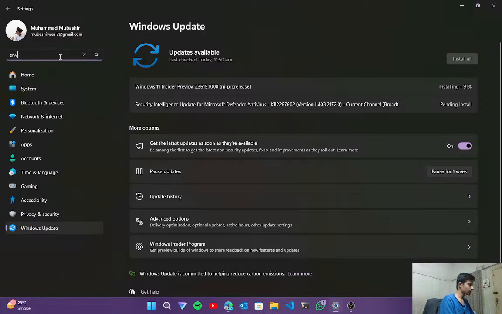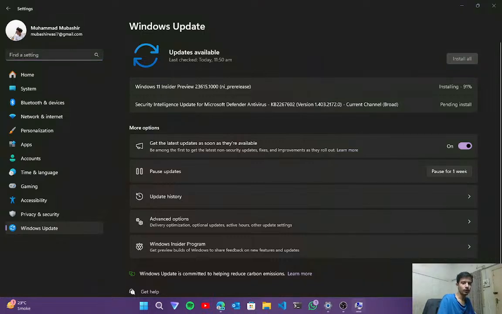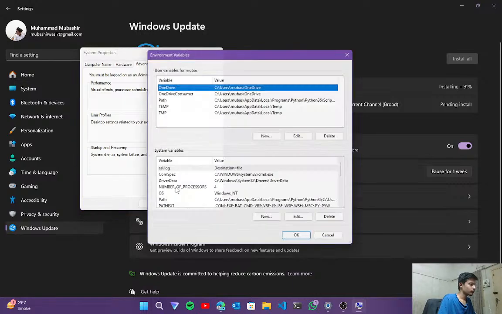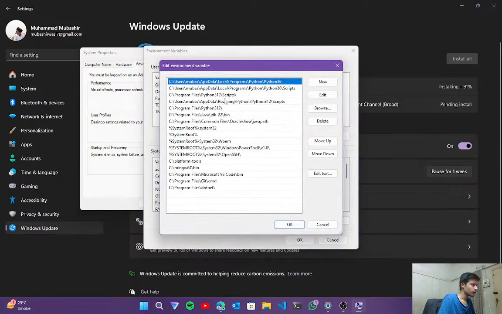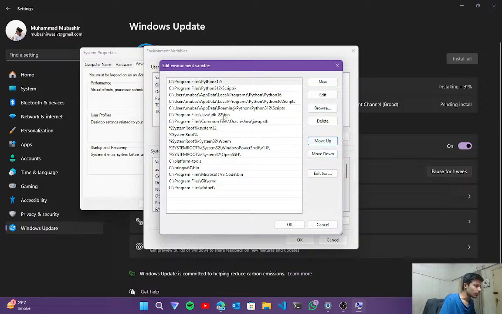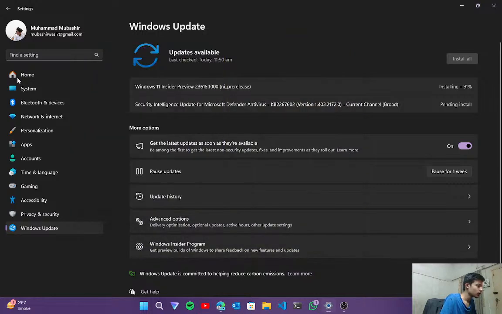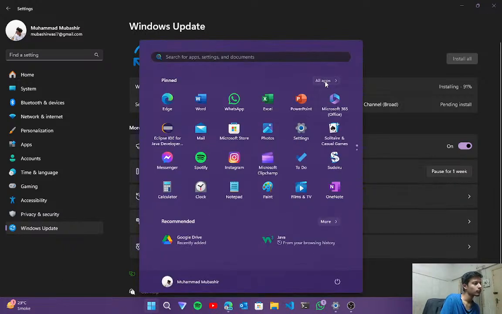So I think I can search here, edit system environment variables. Yes, I have to do that. Edit variables and 3.12 will move up, and the scripts over here will also move up, and I think that should work properly, and now I should be able to find and run the 3.11 version.